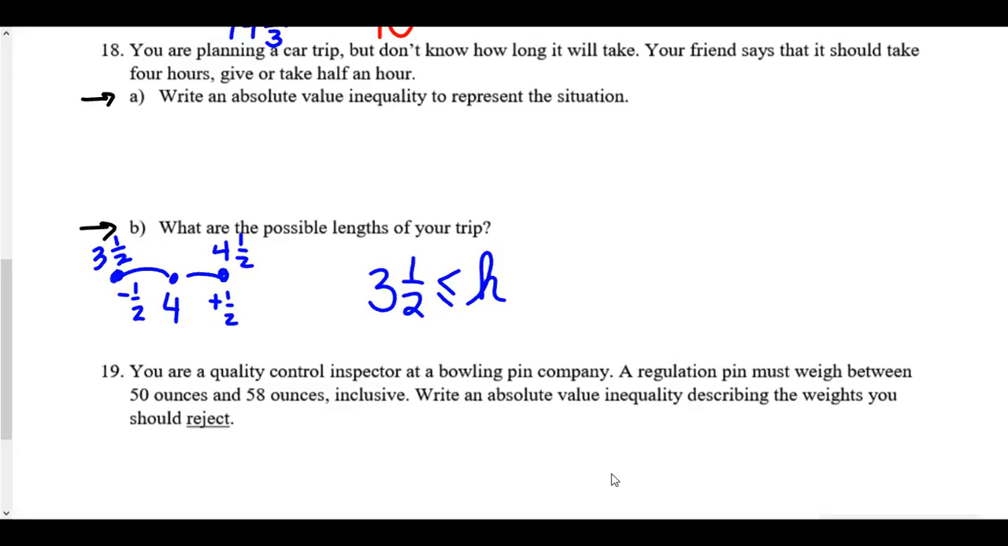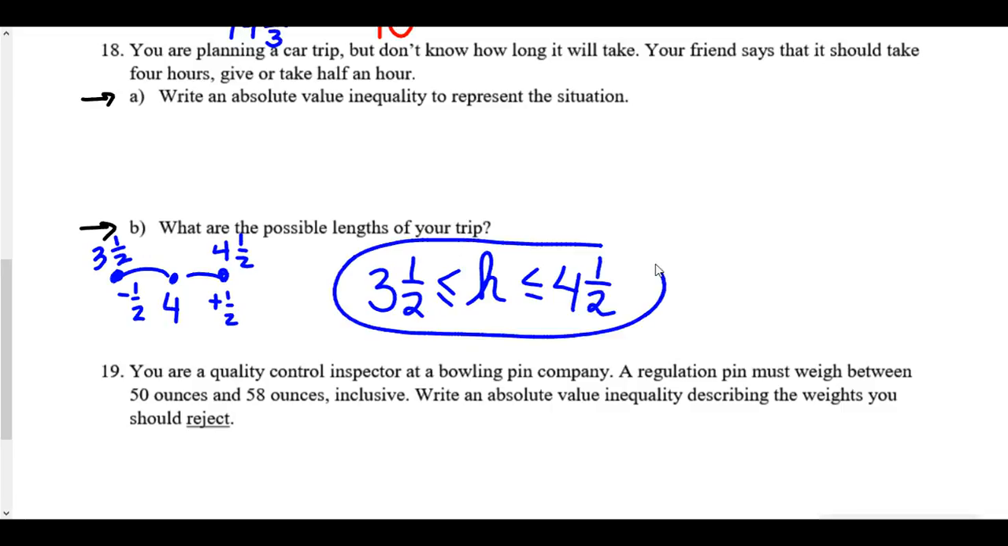I would assume that we could take half an hour. Exactly. 4.5. Okay. So this is my possible lengths for my trip. That helps me to write my absolute value inequality. So I've got my absolute value. I'm calling it H for hours. And I know that where am I centered on? I'm centered on 4. 4 was my average time. So I'm going to take my hours minus 4 to make my center move 4 to the right.